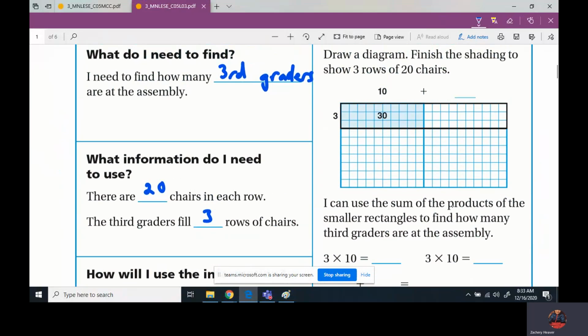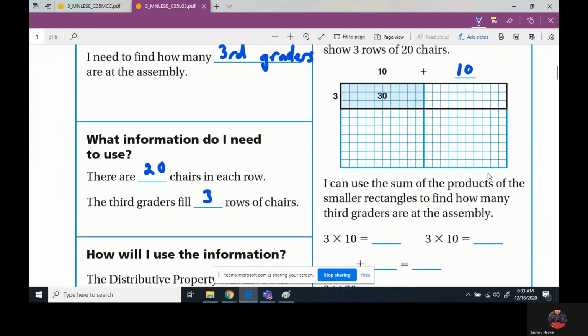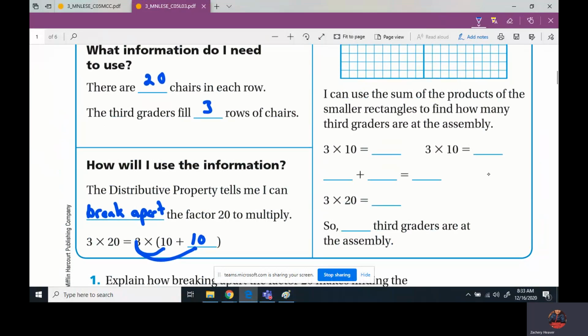They also did it here. They did 3 down, 10 across, and broke it off and did 10 across. So we know 3 times 10 is 30, and 3 times 10 is 30. Now we take these two products and add them together to get a sum. So 30 plus 30 equals 60. So 3 times 20 is 60. So 60 third graders are at the assembly.